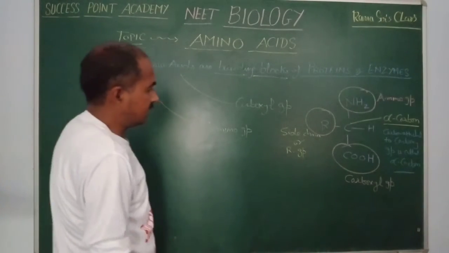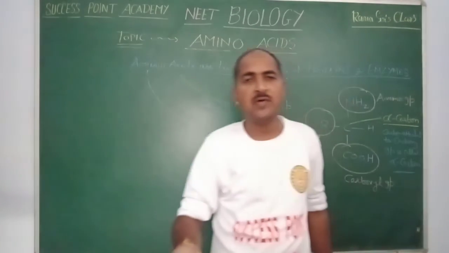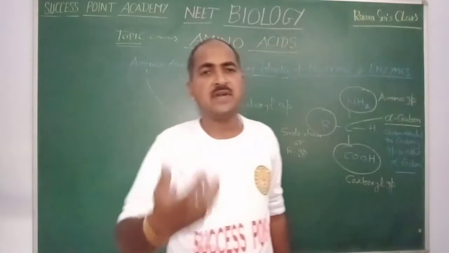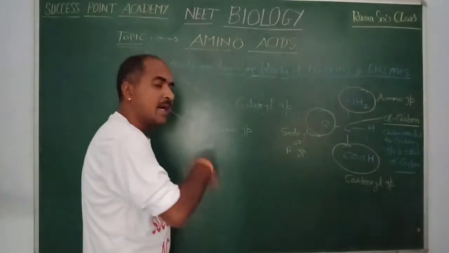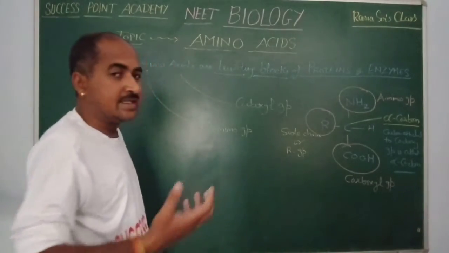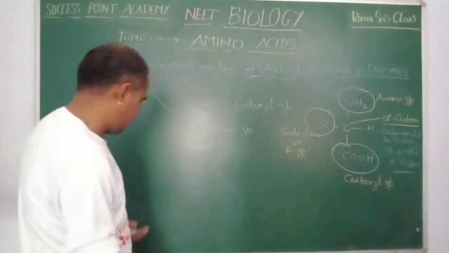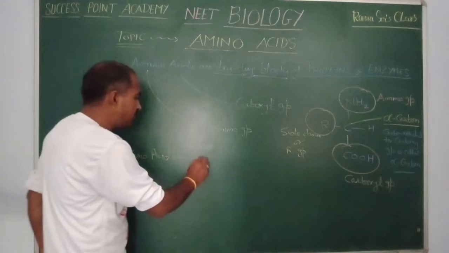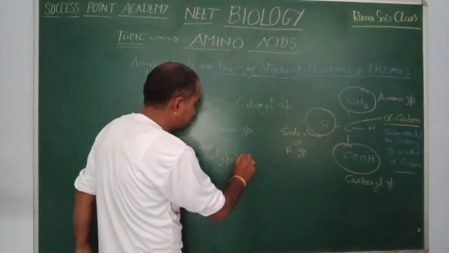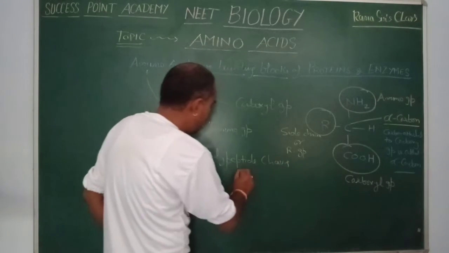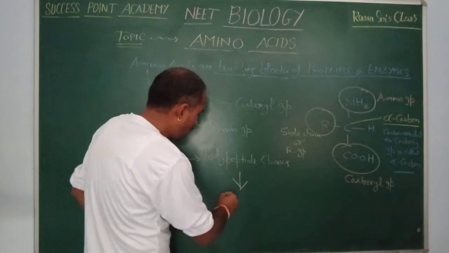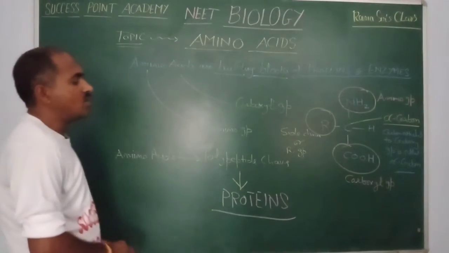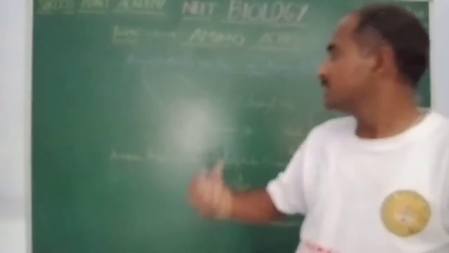So now, let us see one thing: how they help to form proteins. You know, chains of different types of amino acids arrange themselves to form proteins. And these linear chains are basically what? Polypeptide chains. So basically what happens? Different amino acids unite to form polypeptide chains, which ultimately form proteins. So this is how amino acids are important for our life.